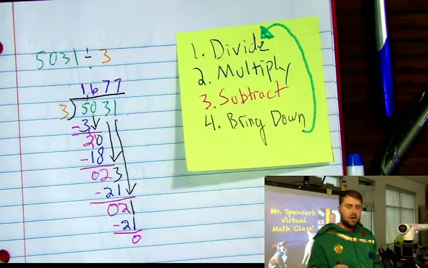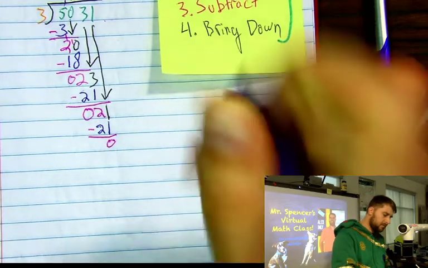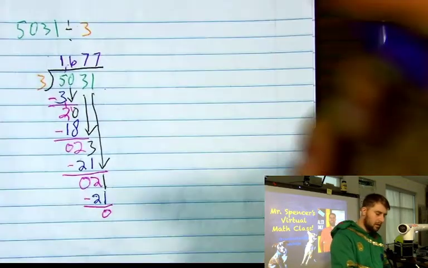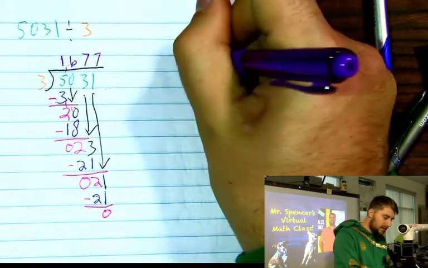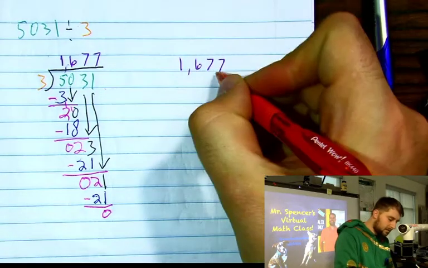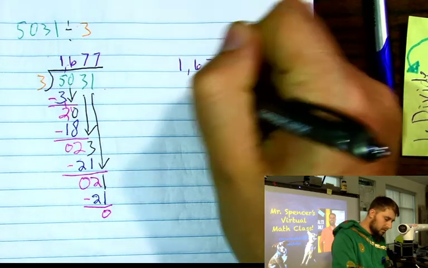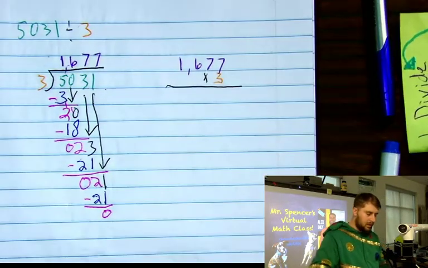But we're going to check our work with multiplication. So we're going to take our solution. I'm going to do that right next to it. 1,677 times 3. We can go ahead and multiply that out.